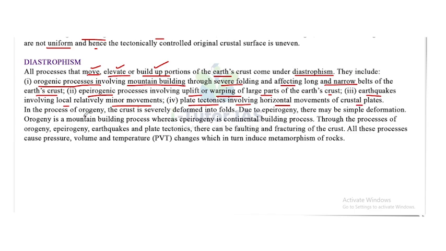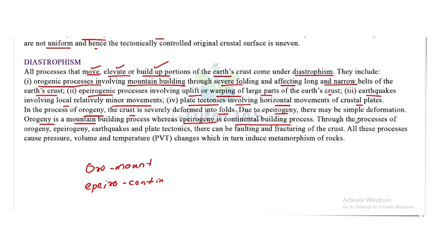In the process of orogeny, the crust is severely deformed into folds. Due to epeirogeny, there may be simple deformation. Orogeny is a mountain building process, whereas epeirogeny is a continental building process. So orogeny means mountain building, and epeirogeny means continental building.